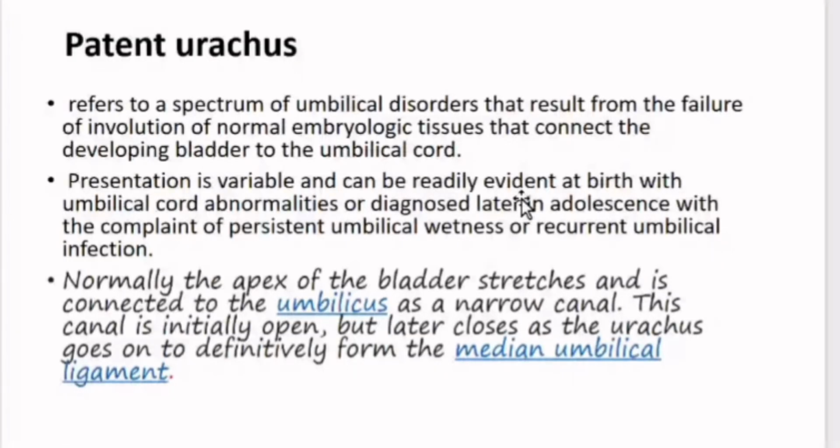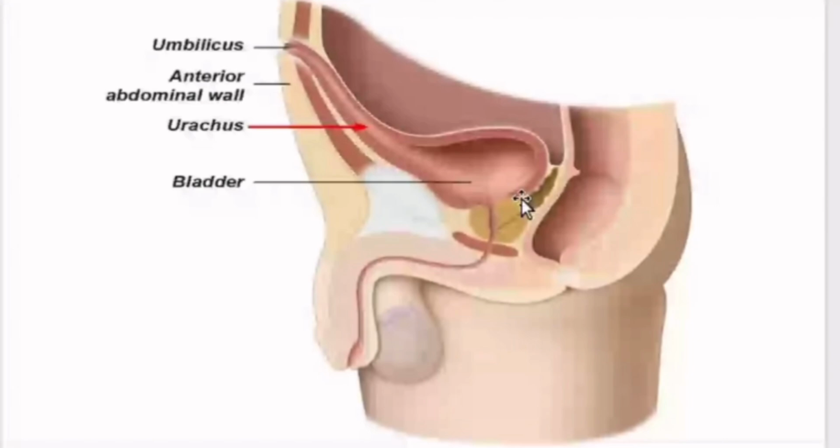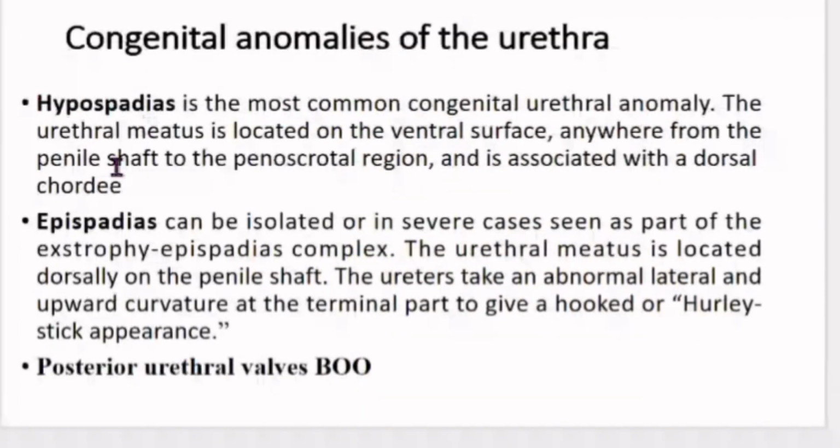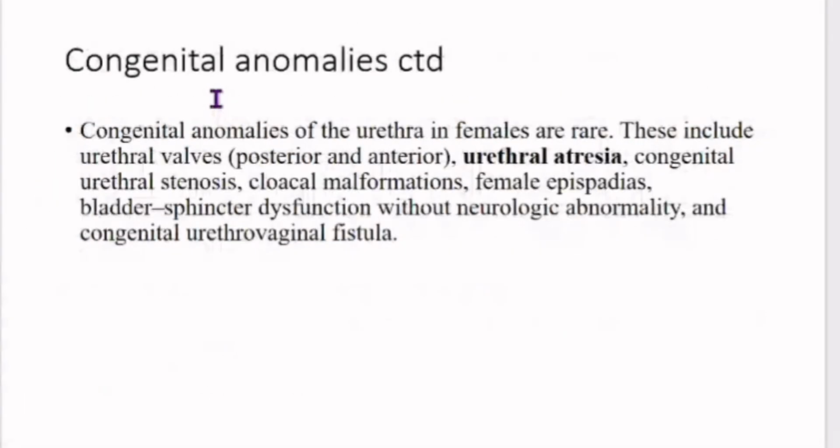And then the patent urachus, I spoke about it. When you have a patent urachus, you have urine dripping from the umbilicus, and initially you expect that urachus to form what? Your median umbilical ligament. Yeah, so that is that. And then the other thing I was speaking about, hypospadias. So in males, hypospadias and epispadias. We just need to be able to identify this. In epispadias, your urethra opens on the dorsum of the penis, and in hypospadias, it opens on the ventral portion of the penis. And that is that.